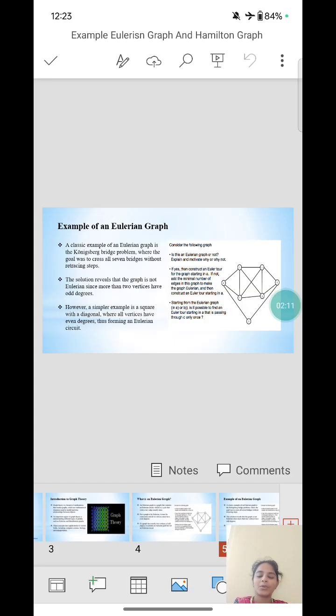So, this figure is not an Eulerian graph because more than 2 vertices have odd degrees, so it is not considered an Eulerian graph.